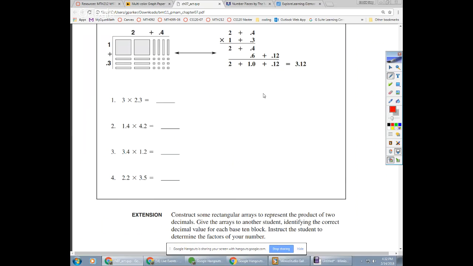The addition one is the expanded. Yeah. So this here is the expanded.